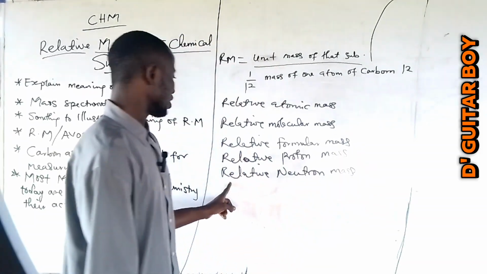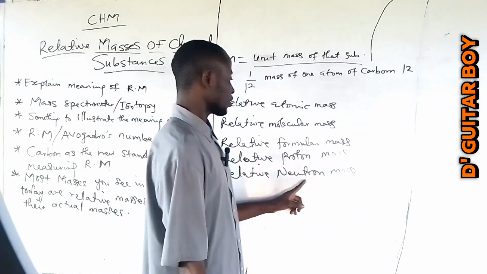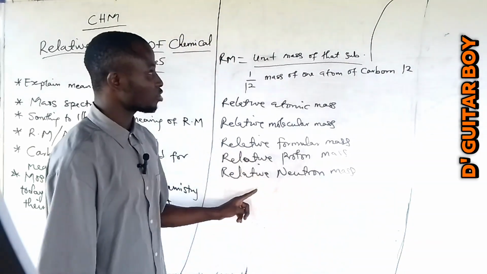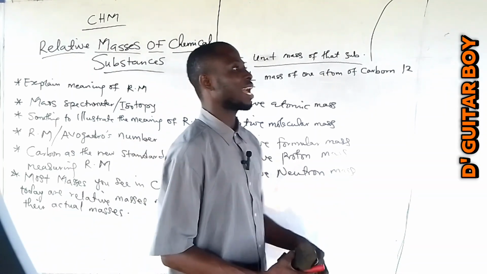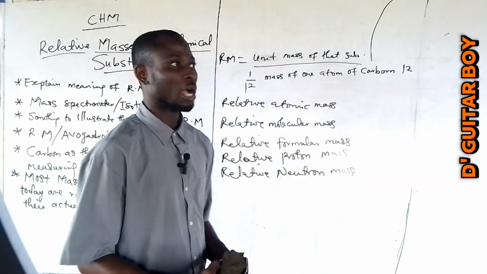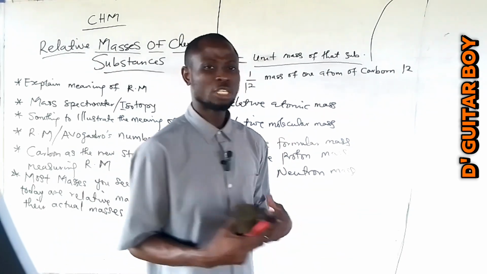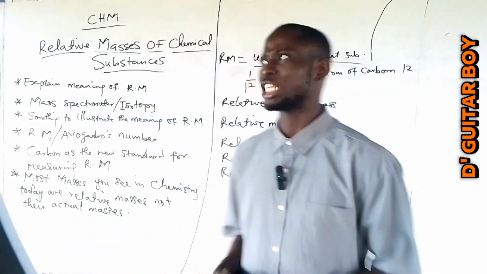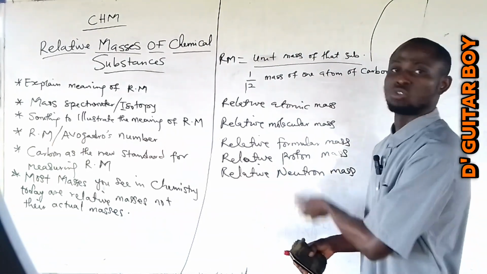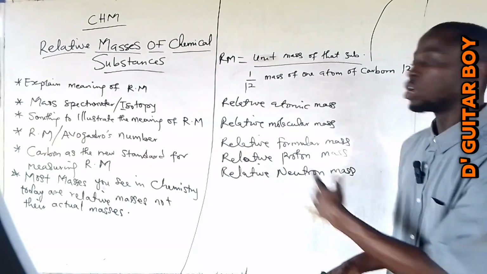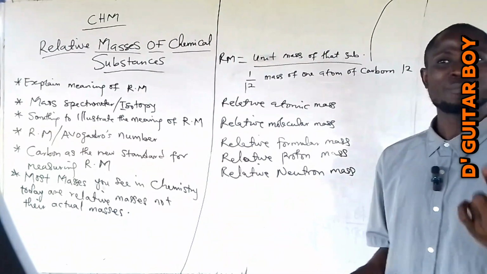What is the relative neutron mass? It is the mass of one neutron per 1/12 the mass of one atom of carbon 12. So this is how you calculate. Somebody would tell you the mass of proton is 1. That is not actually the mass of proton. That is the relative mass of proton. You already see how we got the relative masses now. So somebody will tell you the mass of neutron is 1. The mass of one neutron is not 1.